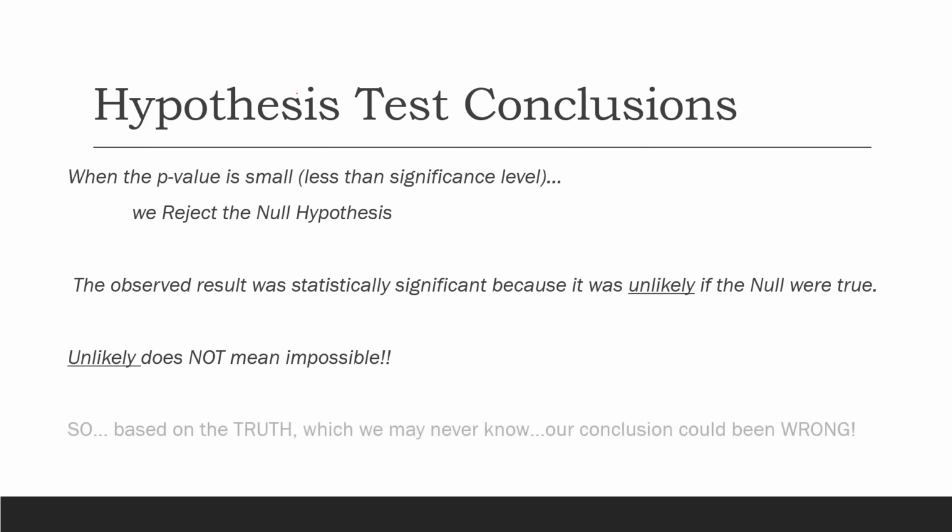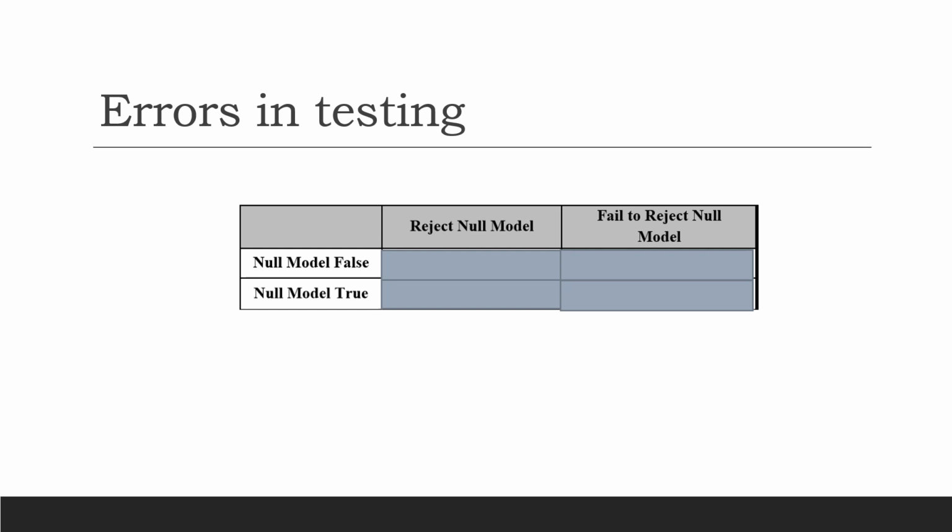And so, based on the truth, which we may never know, and by that I mean what is actually true in the population, our conclusion that we came to from our hypothesis test could be wrong. So even if we conduct the test 100% correctly, there's always the chance that our sample is a strange sample that didn't give us a correct decision when it comes to understanding what's true in the population. So let's talk about errors that can be made in hypothesis testing.